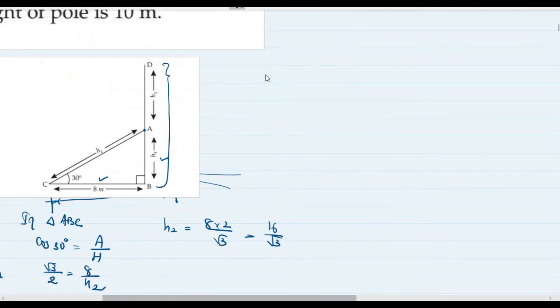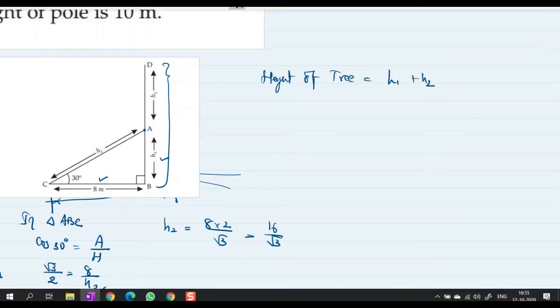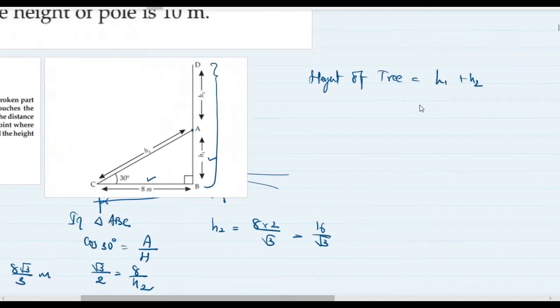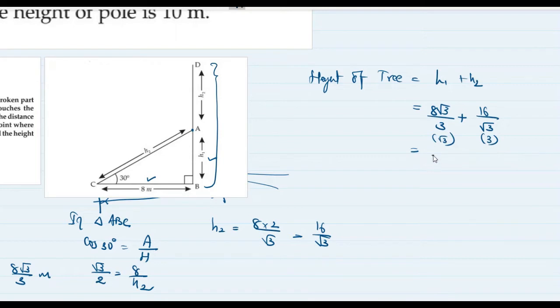Okay, let me write it here. Height of tree is equal to h1 plus h2. h1 is 8 root 3 by 3 plus h2 is 16 by root 3. Okay, so this is root 3, this is 3. So 8 root 3 times root 3 is 8 3s, which is 24, plus 16 3s, which is 48, upon 3 root 3.